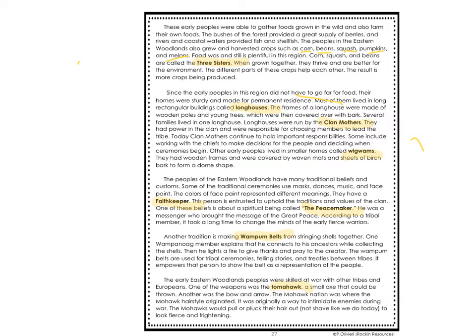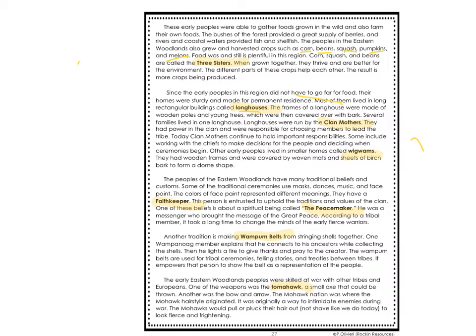Since the early peoples of this region did not have to go far for food, their homes were sturdy and made for permanent residence. Most of them lived in long rectangular buildings called longhouses. That makes sense. The frames of a longhouse were made of wooden poles and young trees, which were then covered over with bark. Several families lived in one longhouse.